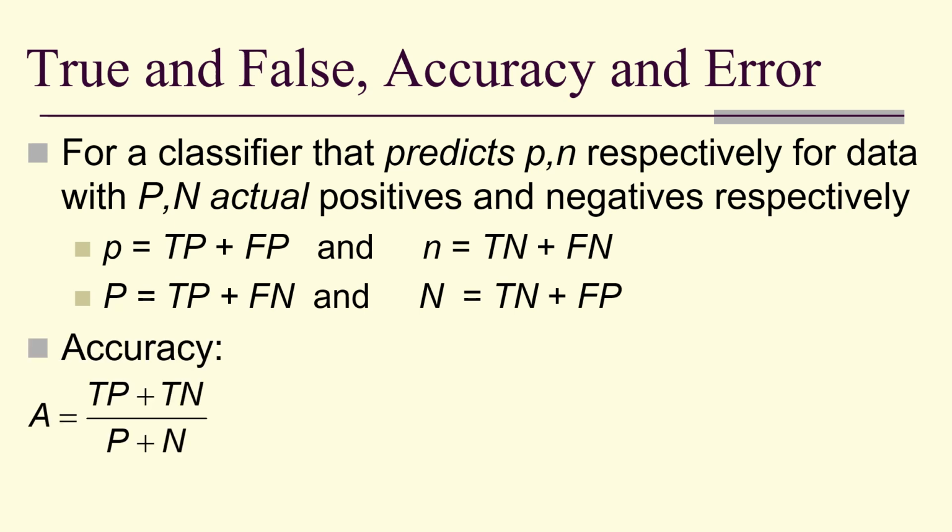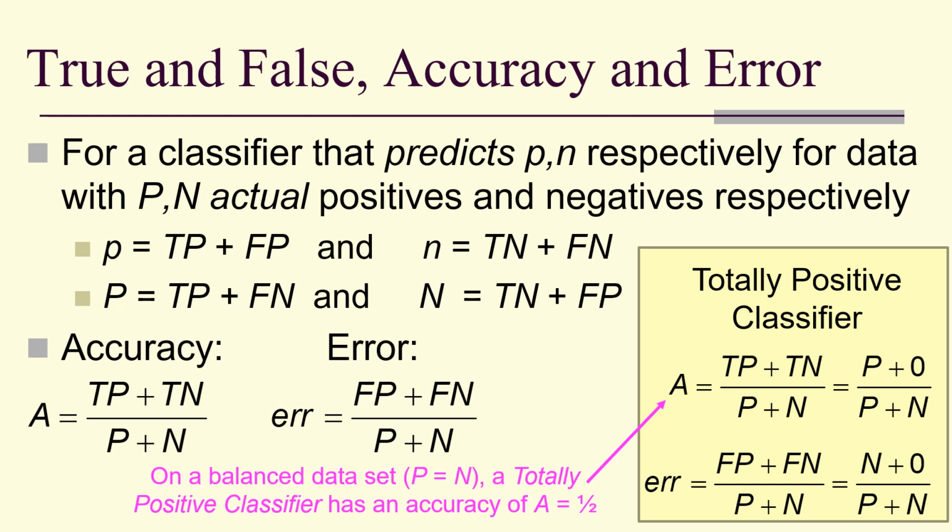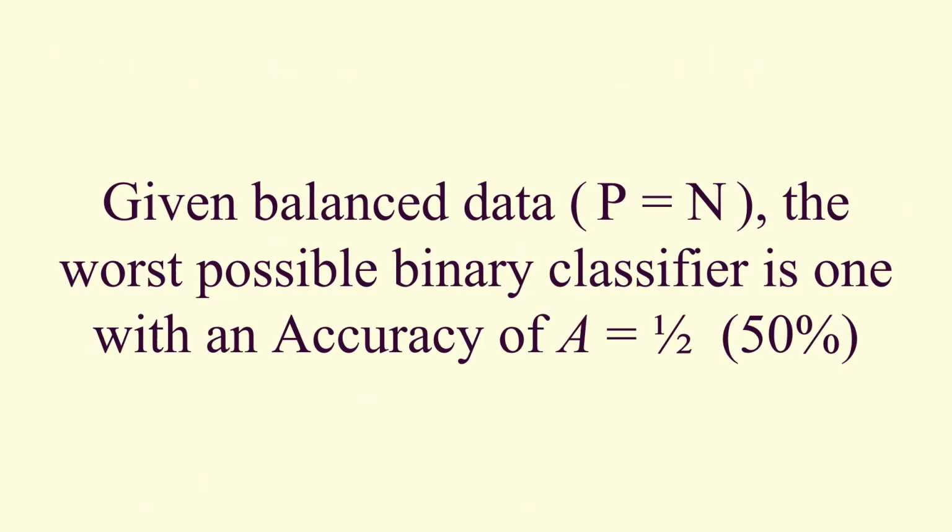Accuracy is the true positives plus the true negatives over the total, capital P plus capital N. Error is false positives plus false negatives over capital P plus N. Now for a totally positive classifier, true positives is P, true negatives is 0, so we get P over P plus N. The error would be N over P plus N. And if we had a balanced data set, that means our totally positive classifier has an accuracy of a half. So given balanced data, the worst possible binary classifier is one with an accuracy of 50%, 1/2.